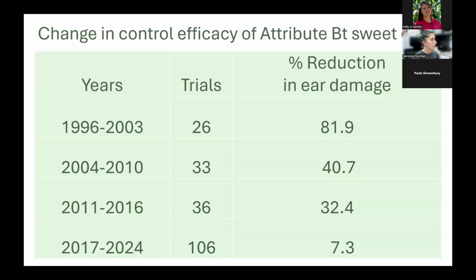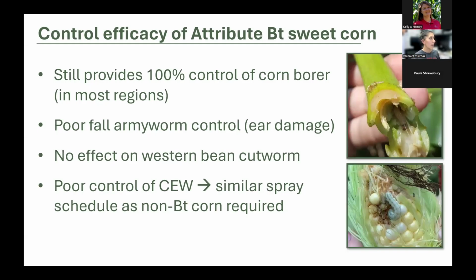Just to summarize, over the years with the Attribute sweet corn, it started off with about an 80 or a little bit more percent reduction in corn earworm damage compared to a non-BT. And then you can see how that steadily declined up to 2004, which was the last year that we really tested and compared what that looked like. But at this point, Attribute sweet corn does still provide 100% control of corn borer in most regions. There is a little bit of resistance showing up in the northeastern parts of Canada, but for the most part, the Attribute works very well for corn borers.